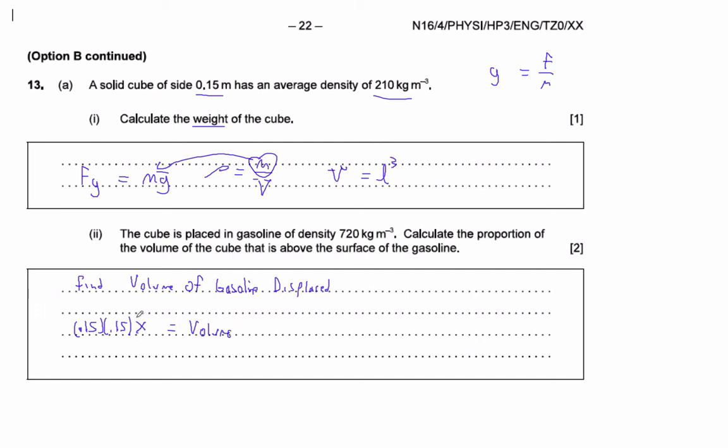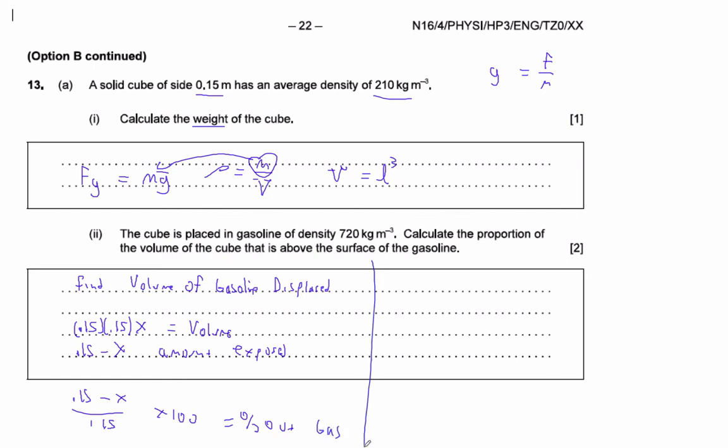Because oftentimes this is asked, like, what dimension of it is there, right? And that x is going to be about 210 divided by 720 of 0.15. Okay, there's a shortcut to this, right? So figure out that x, right? 0.15 minus the x is the amount exposed, right? And of course, 0.15 minus that x over 0.15 times 100 is the percent out of the gasoline.